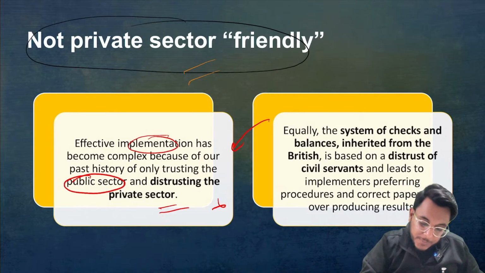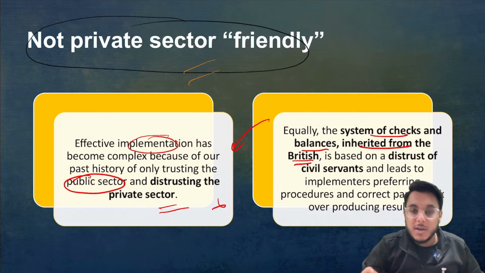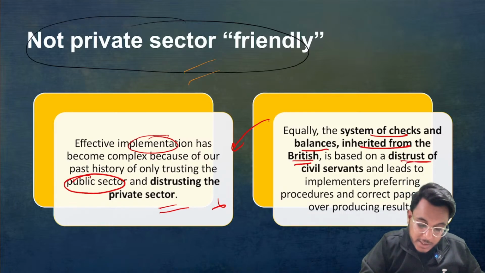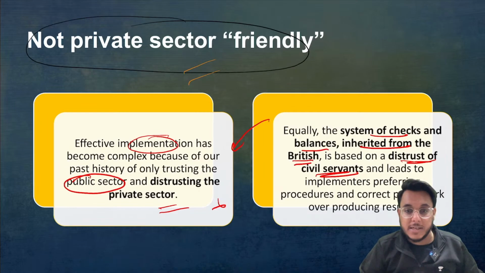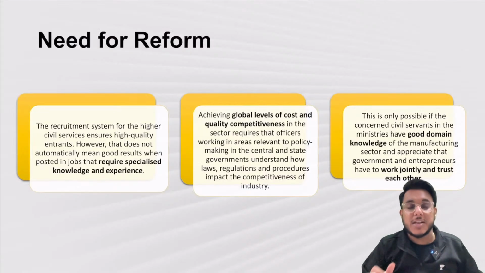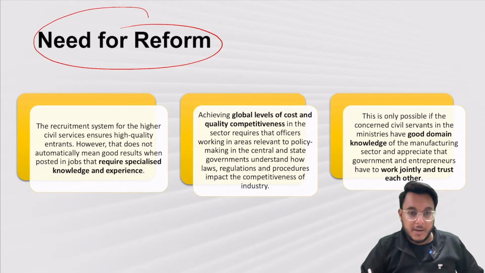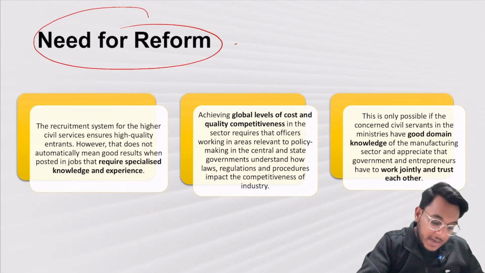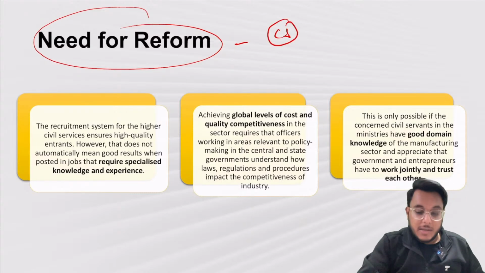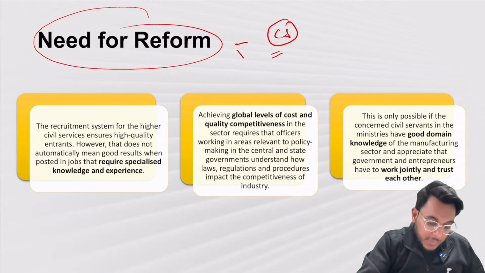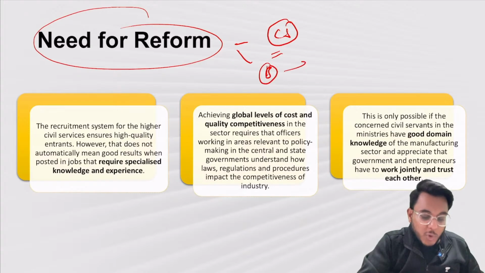Today we see that the systems of checks and balances have been inherited from the Britishers, and they were based on the distrust of the civil servants towards the private sector, and this attitude is still carried. So today there is a need for bringing deep-seated reforms, and these reforms are needed in changing the civil servants' attitude, changing the bureaucracy's attitude towards the private sector.